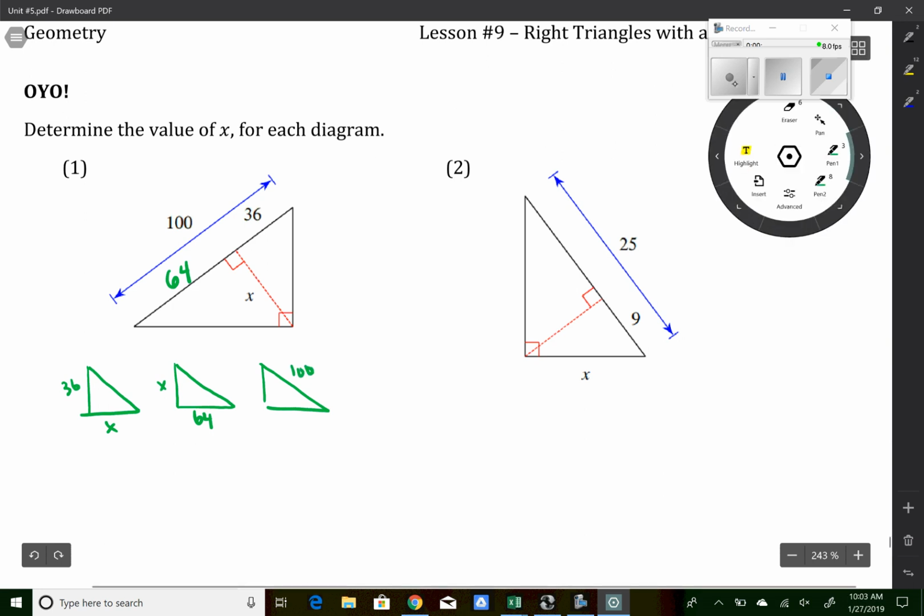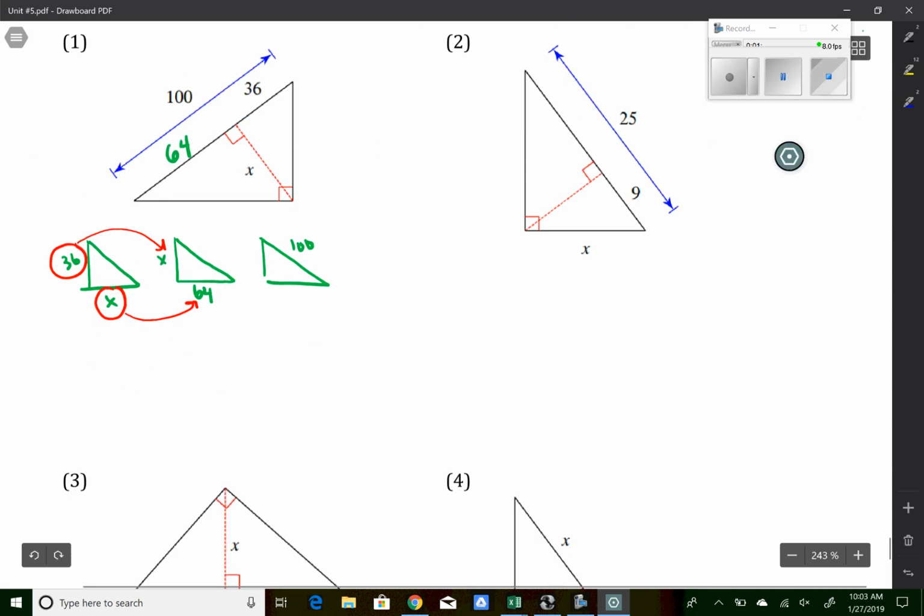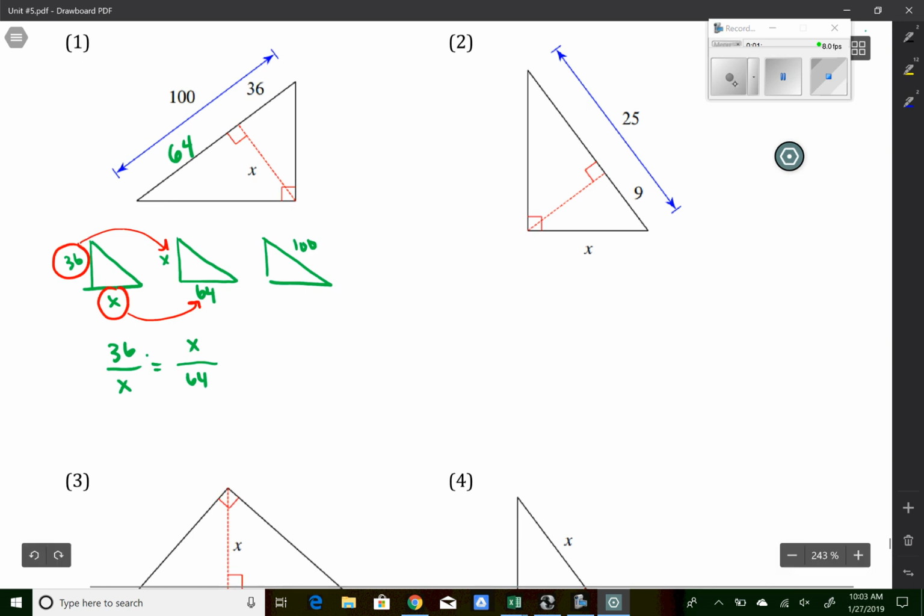So what I could do here is some comparisons. I can compare 36 to x. That should be the same thing that x compares to 64 with. So if we make our proportion, I can say 36 over x is equal to x over 64. One thing a couple of you asked me during class, when you were checking your proportions, you want to make sure that your x's are not on the same side. That just wouldn't have made sense.